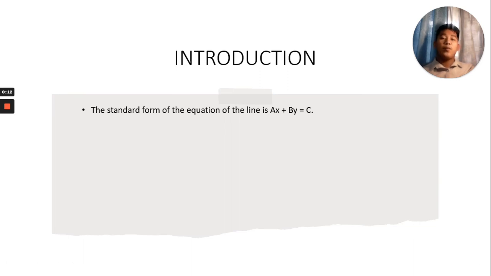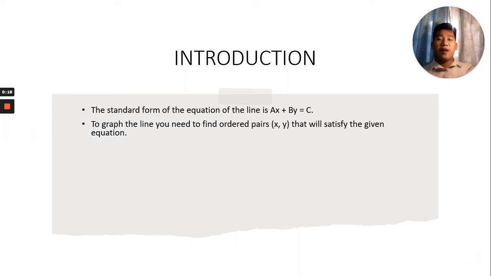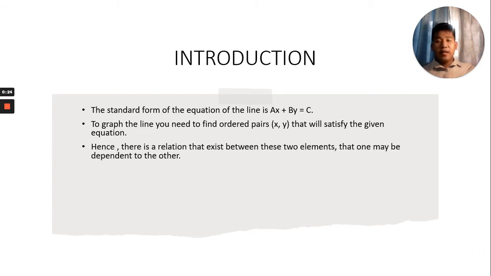For this introduction, this is just a recall. The standard form of the equation of the line is ax plus by equals c. Remember that, and to graph a line, you need to find ordered pairs (x, y) that will satisfy the given equation. Hence, there is a relation that exists between these two elements, where one may be dependent on the other, right? So x can be dependent on y, or y can be dependent on x.